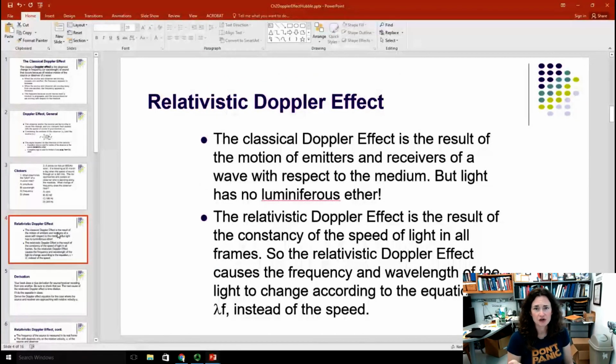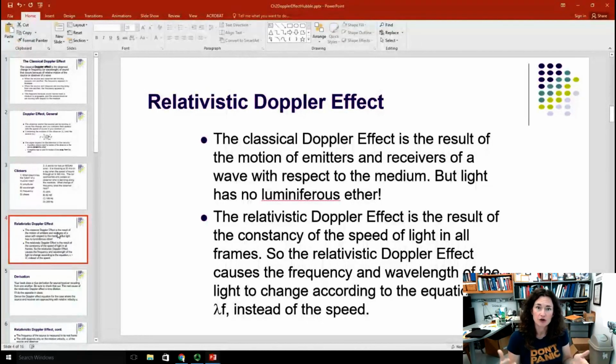Now the relativistic Doppler effect is a little different. The classical Doppler effect is the result of the motion of the emitters and the receivers of the wave with respect to the medium. But as we've already discussed in this series of lectures on special relativity, light has no luminiferous ether, okay? So light does not need a medium to propagate. It can propagate in the vacuum of space. So that means that the cause of the relativistic Doppler effect has to be from a different source, and it is. The relativistic Doppler effect is the result of the constancy of the speed of light in all reference frames, combined with the equations for time dilation.